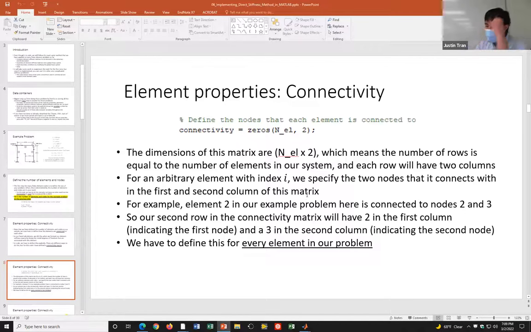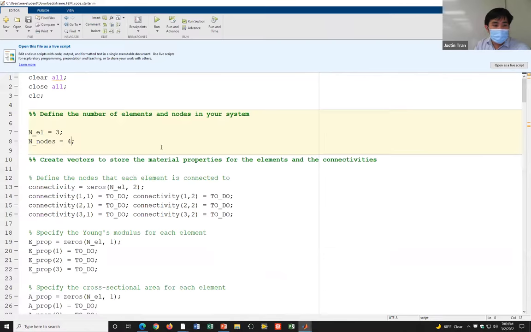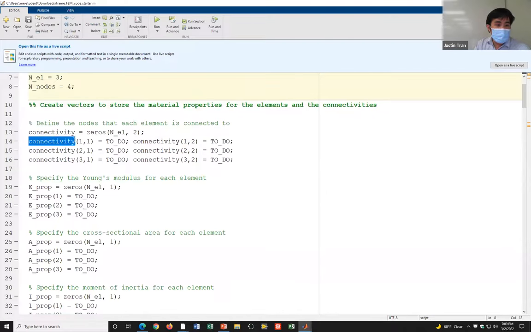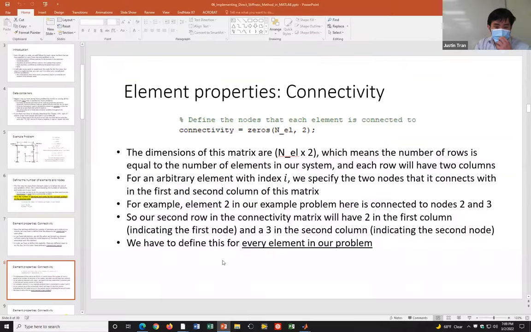Okay, and so if you scroll down in the code a little bit, you'll see that I have a line here called connectivity, okay? And so that's this line right here. And so this connectivity is going to define how the elements are connected to the nodes, okay? And the way it works, in hindsight, I think once you understand it, it's very straightforward, but I think the first time you see it, it might be a little bit strange, okay?